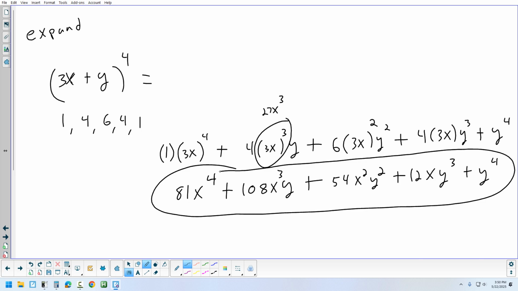Any questions on that one? On the 12xy to the 3rd, why didn't you use the 3 to the power of 3? Oh, since on the y. Oh, okay. That's a 1. Yeah, I got you. And that's it. That's the expansion.